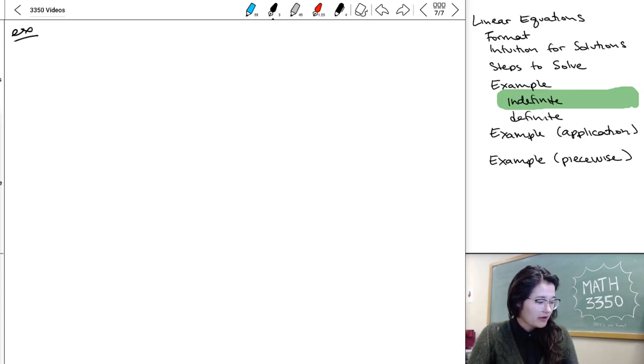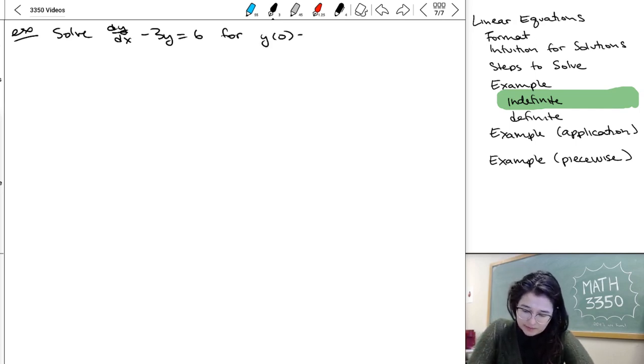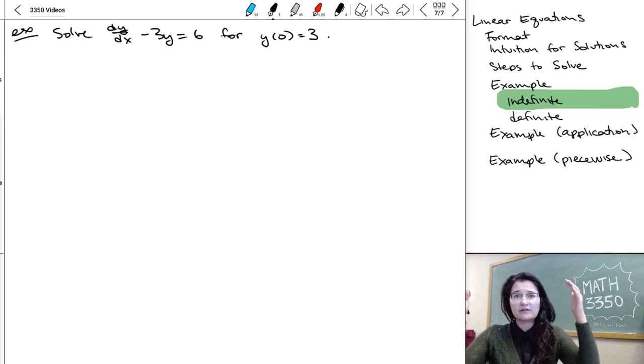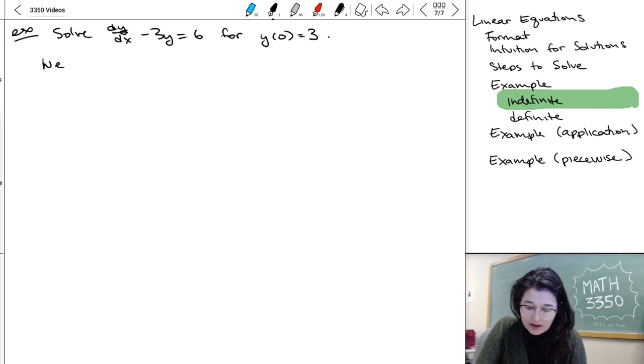So suppose we had the problem of, we wanted to solve that same differential equation, dy/dx minus 3y equal to 6, with the initial condition y of 0 equals 3. So in this case, if we were given this problem to start, we would begin by just solving all those same steps we did in the last video. And being at the point where we have the general solution, y equal to minus 2 plus c e to 3x.